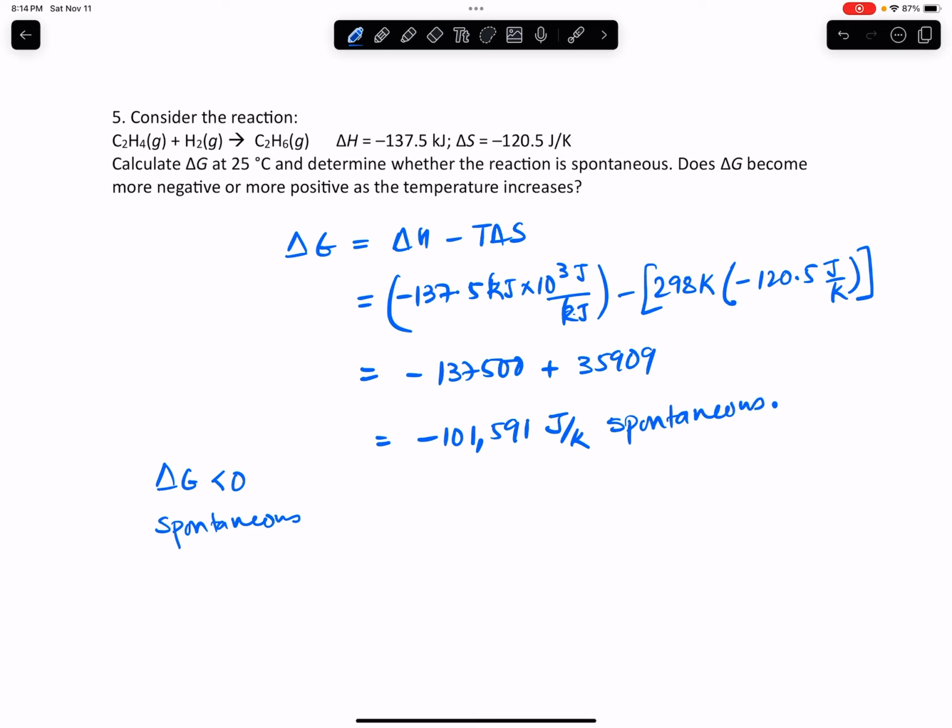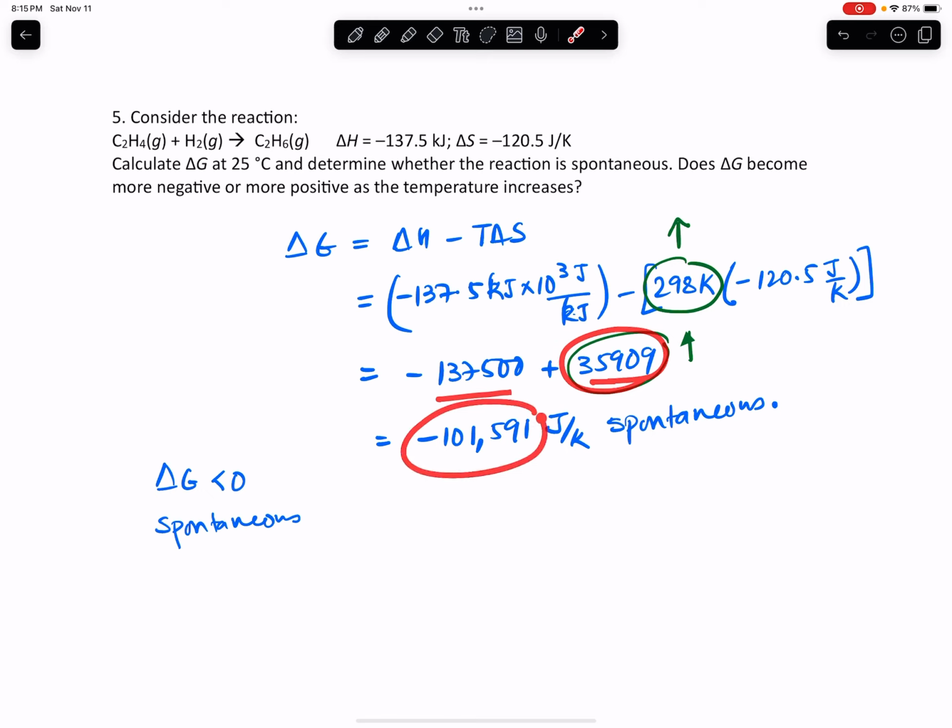And then the second part of the question is, does delta G become more negative or more positive as the temperature increases? To do this, think about what's happening out here. As the temperature increases, this term is going to increase. If that term increases, then this term is going to go up, right? So when you take this giant number and take away this number that's becoming bigger and bigger, the result is going to get smaller and smaller, right?